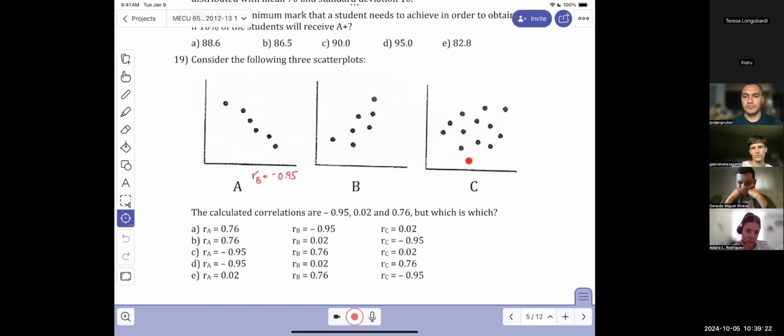Which one is closer to 0, R? B or C? Right, because it's flat. If I try to fit a line close to all the points, it's going to end up very, very flat, but positive. It looks positive. All right, so this is RA. RB is equal to the other one, 0.76. And the one close to 0 is RC.